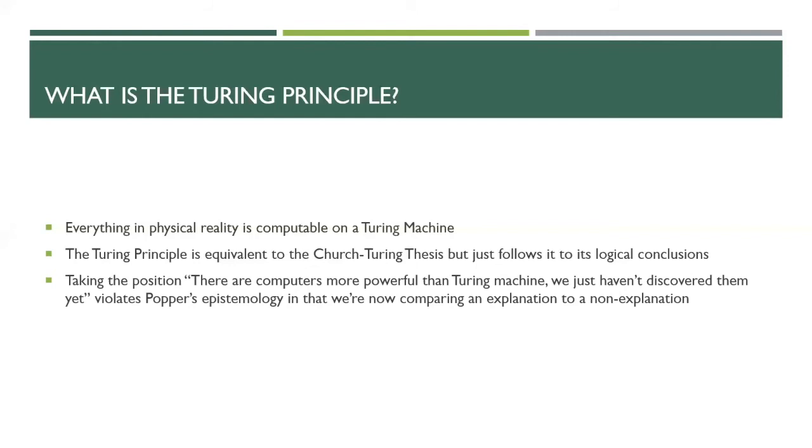And so taking the position there are computers more powerful than Turing machines, we just haven't discovered them yet, you could take that position. Nothing stops a person from taking that position. For all I know, it's a true position, right? But it would violate Popper's epistemology, because we're now comparing an explanation, our best theory, the Church-Turing thesis, to a non-explanation. That statement, there are computers more powerful than Turing machines, we've just not discovered them yet, is not an explanation. It simply spoils a good explanation. Right. A good explanation version would be, here is this computer that is more powerful than a Turing machine, and here is how it operates, right? Right. That would be a competing explanation. We don't have one of those. Okay.